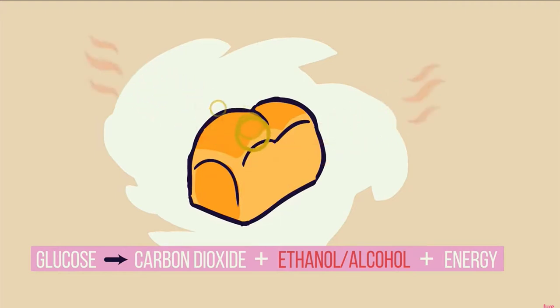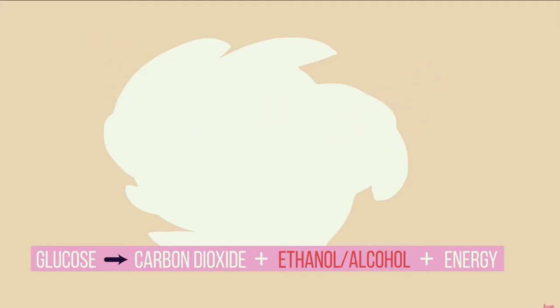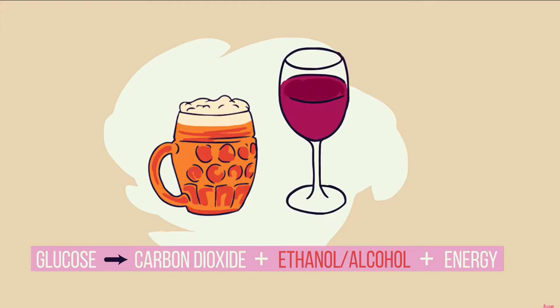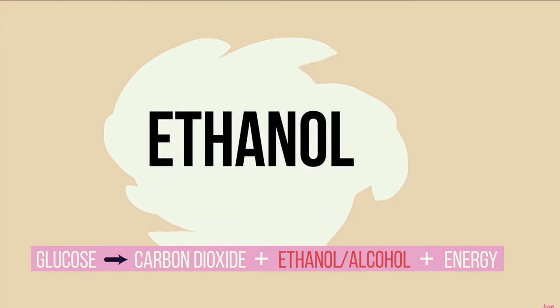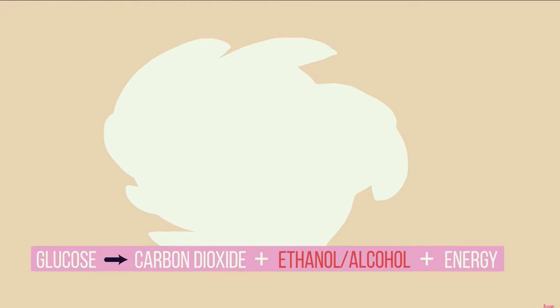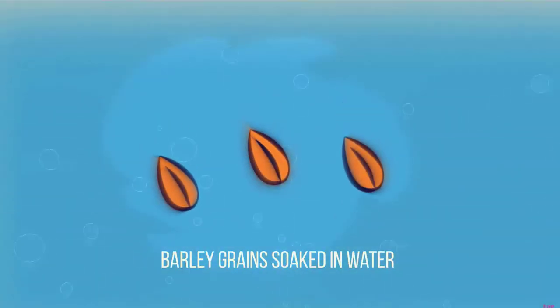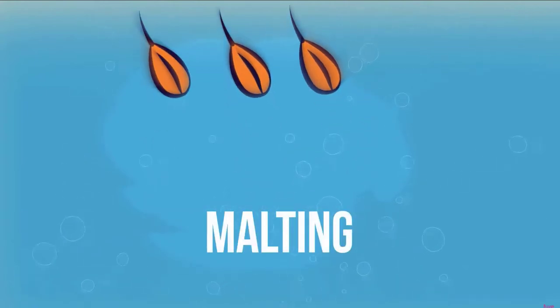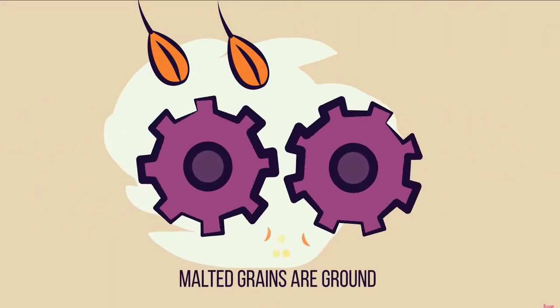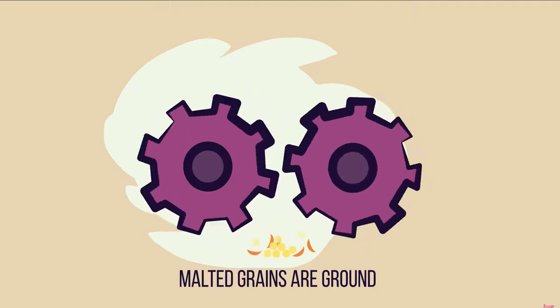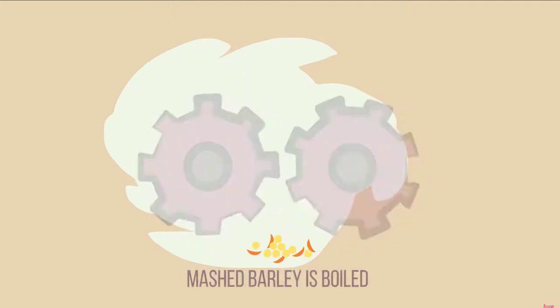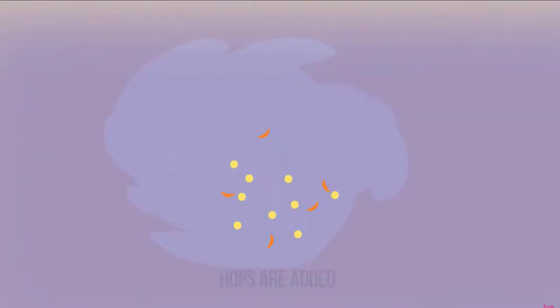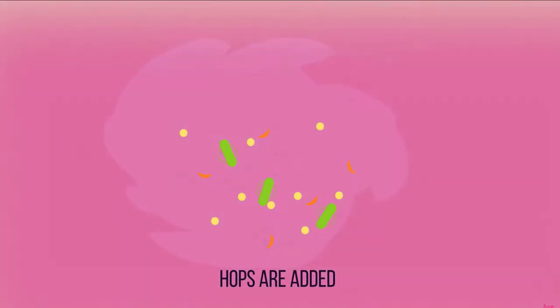Can evaporating ethanol help you think of another use for yeast? Yeast is also used in the production of beers and wines. This time, useful waste material is ethanol. To make beer, barley grains are soaked in water to cause them to germinate. This is known as malting. The malted grain is ground, which activates enzymes that turn the starches in the grain into sugars. The mashed barley is then boiled, and hops are added to give flavor.